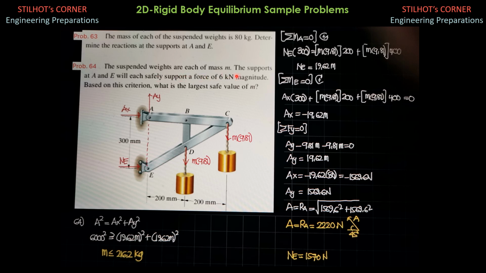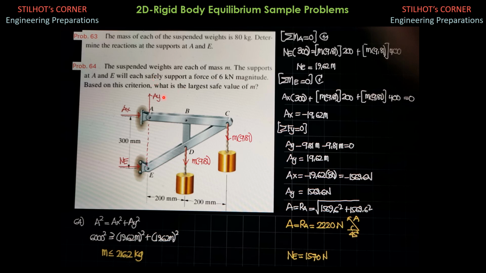The supports at A and E will each safely support a force of 6 kilonewtons magnitude. Based on this criterion, what is the largest safe value of m? So this problem is good, but this is basic. It is for CE students and maybe mechanical engineering students, where we are prepared here to design.